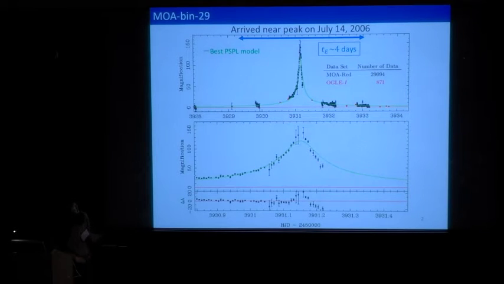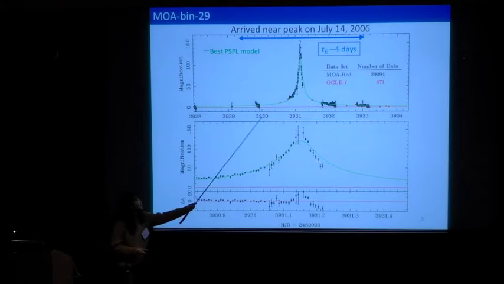This figure shows the light curve of MOA-bin-29, and the green line shows the best point lens model, the single lens model. This event was observed by MOA and OGLE, and it arrived near peak in 2006. The time scale of this event is about 4 days, so this is a quite short event. And you can see the clear deviation from the single lens model around its peak.